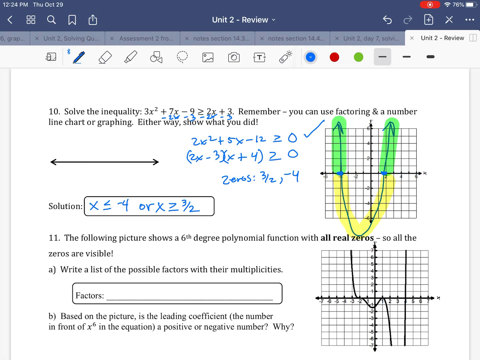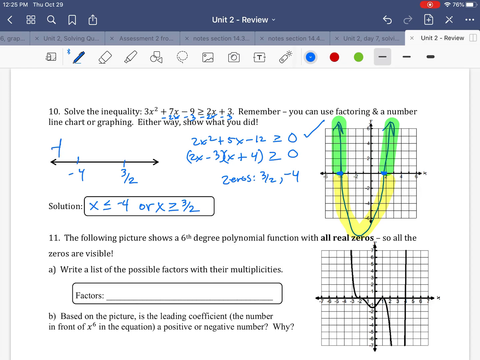If you were doing a sign chart, you would put these numbers over here, negative 4, and also 3 over 2. And then you would go ahead and plug in some numbers. So you'd pick a number over here to the left of negative 4, like negative 5. You put negative 5 into here, put negative 5 into there. If you're putting negative 5 into here, you get negative 10 minus 3, that's negative. Negative 5 into here, negative 5 plus 4 is negative also. So two negatives multiplied together is a positive over here.